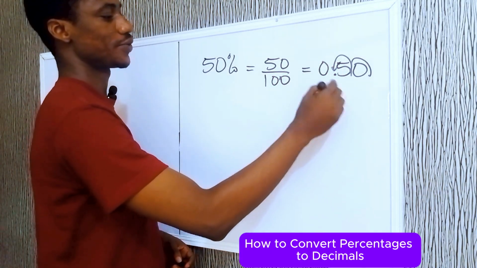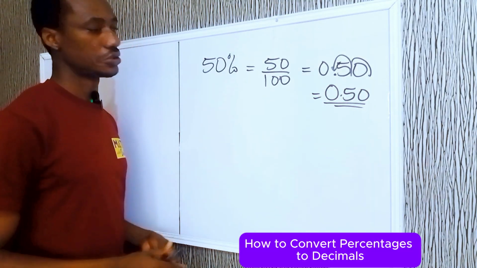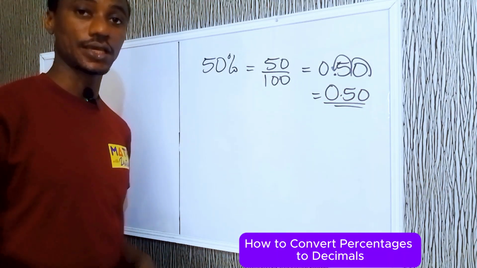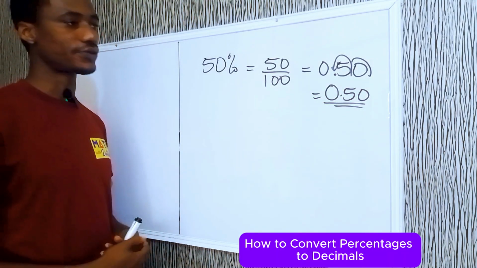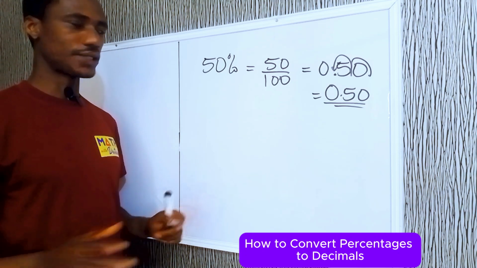So that is 0.50. Okay, and then even 0.5, because the 0 after is not really significant for now. Right, so that's 0.5. I hope that is clear.